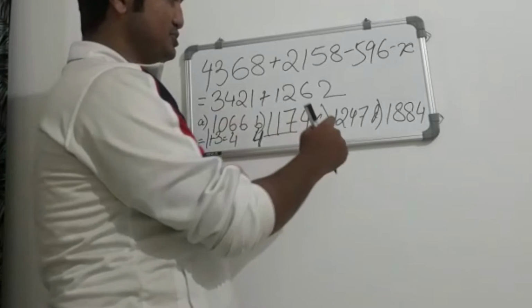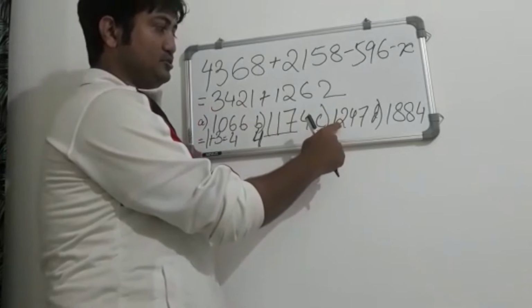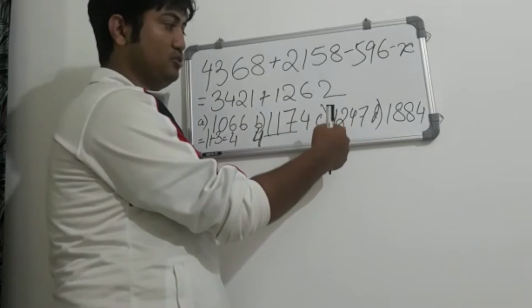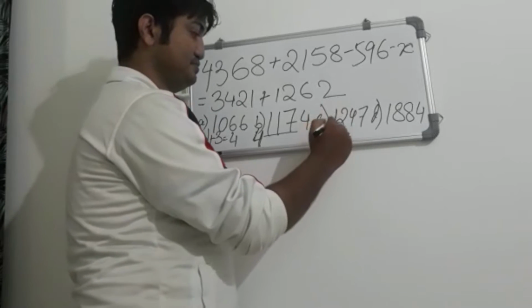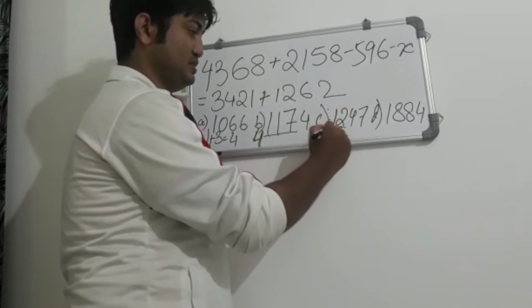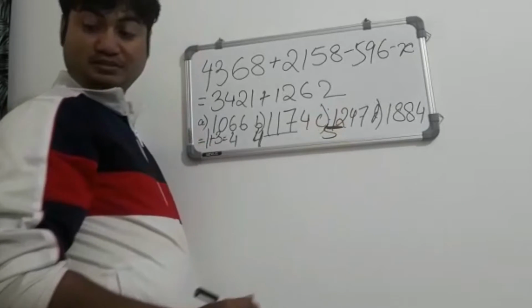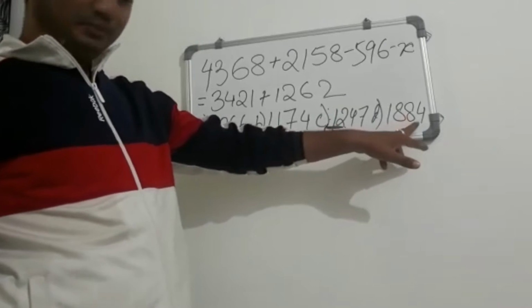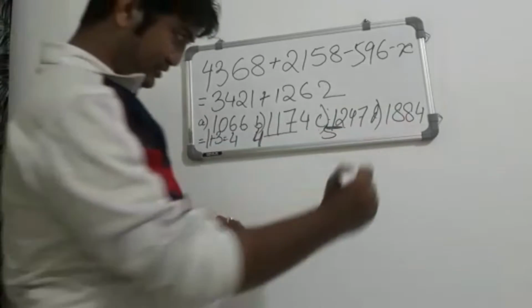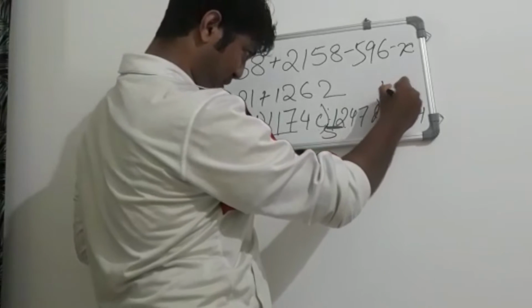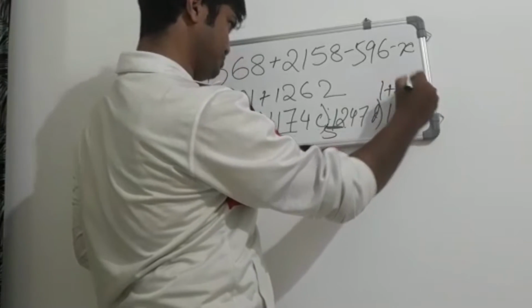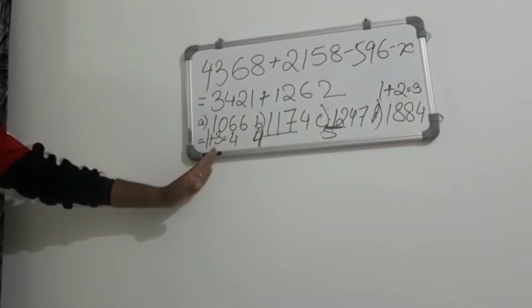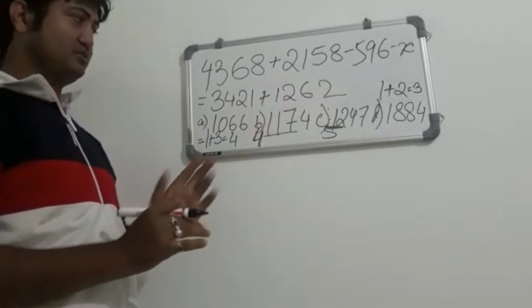Option C. If you see, again I can cancel off 9, which is 2 plus 7 is 9. So I am left with only 1 and 4, which is 5. Now, the last one, again I will cancel off 9, which is 1 plus 8. So I'm left with only 8 plus 4, which is 12, which is 1 plus 2, equal to 3. So the options are 4, 4, 5, 3.